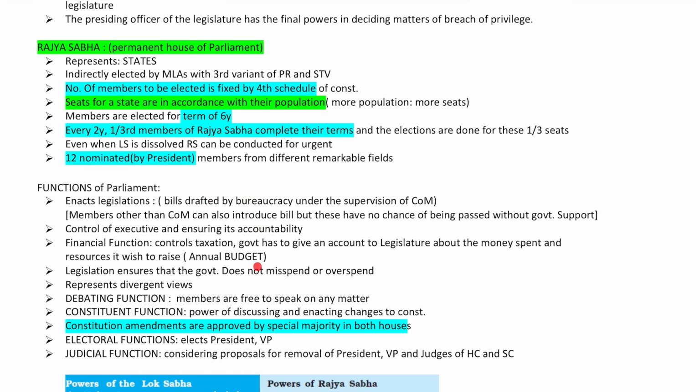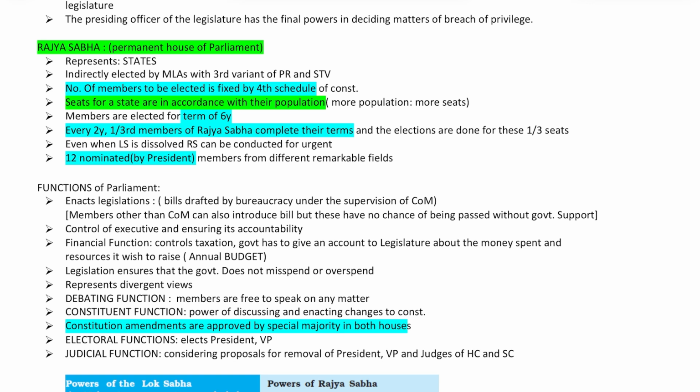So it represents divergent views. There is a debating function where members are free to speak on any matter. There is a constituent function, the power of discussing and enacting changes to the constitution. So the Indian constitution is basically a living document, and there have been changes from time to time. It is not a very rigid document. It has been flexible, although the rigidity has also been kept intact in some matters.